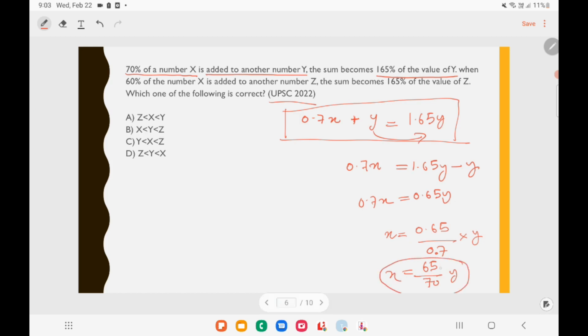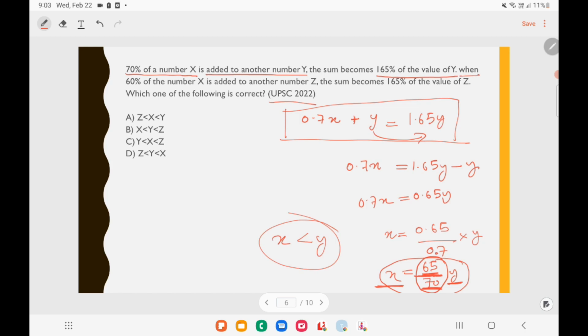So x is equal to 65 by 70 into y. Here 65 by 70 is actually a value less than 1. This is because the denominator here is 70 and the numerator is 65. Here the denominator is greater than the numerator. That means the value of this one will be less than 1. If you are multiplying a number which is less than 1 with y, you will get a value which is less than y. So we can say that x is less than y.